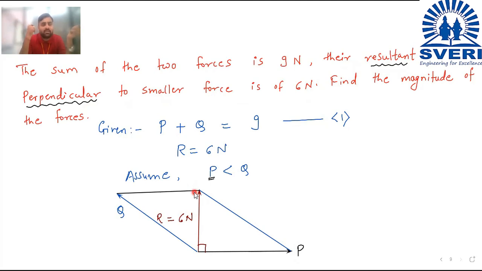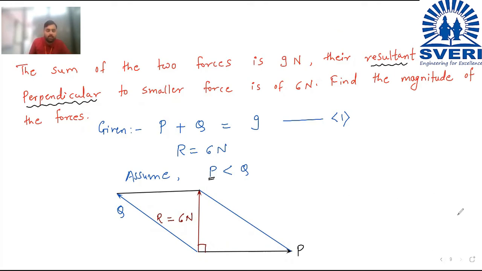Okay, so this is the resultant, and you know that the resultant is the diagonal of the parallelogram. So I have drawn the other side of the parallelogram. This is my force Q, and to this I have drawn another line. These two lines represent the force Q, these two lines represent the force P, and this is their resultant. This angle is 90 degrees as mentioned in the numerical. So now let us see further how to solve this.